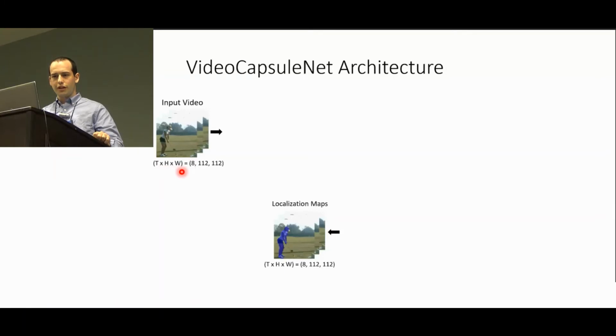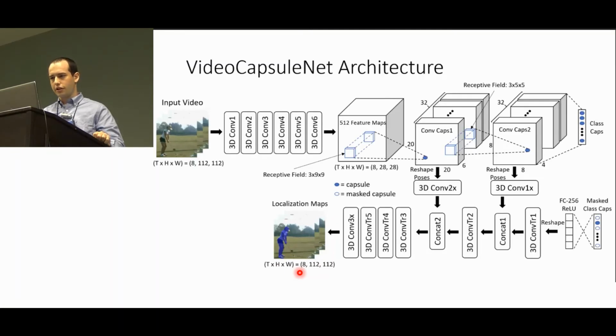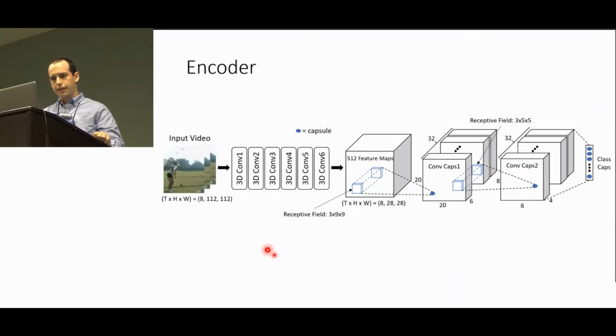The input to video capsule net is 8 frames of 112 by 112, so this is much larger than a simple 28 by 28 image. And the output is a localization map for each one of those 8 frames. So this is the overall architecture. I'll go over it briefly now.